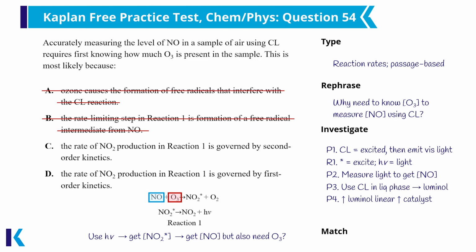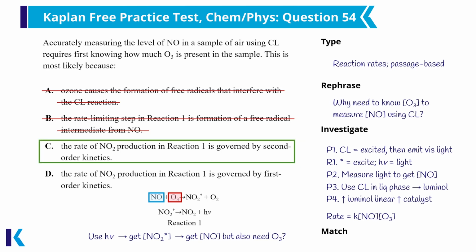I know from my studies that the order refers to the number of reactants involved in the rate limiting step. If I were to construct a rate law for step 1, like is described in C, it would be rate equals the rate constant for that step, K, multiplied by the concentration of NO and the concentration of ozone. If it were true that the rate of this overall reaction to produce chemiluminescence was dependent on the concentration of NO and ozone, then this would explain why I need ozone concentrations to figure out how much NO was initially present. Answer choice C is likely correct.